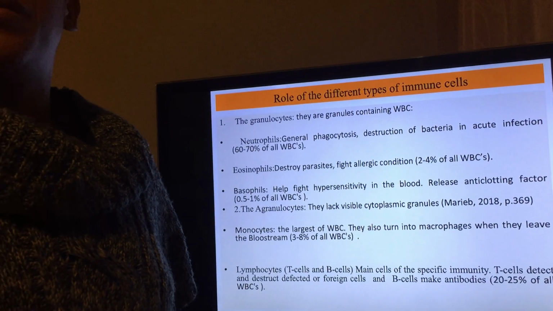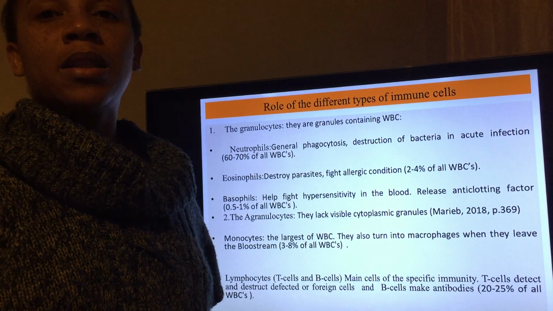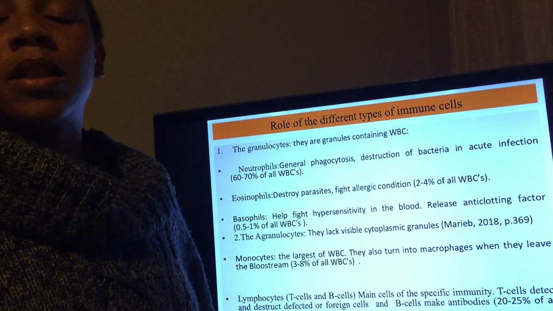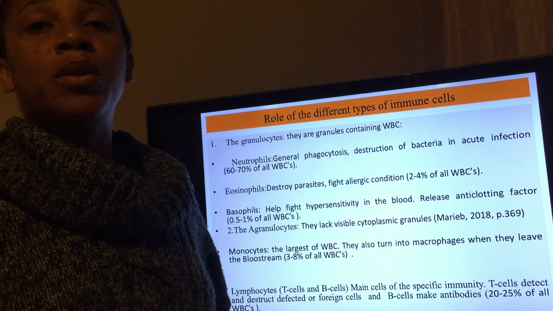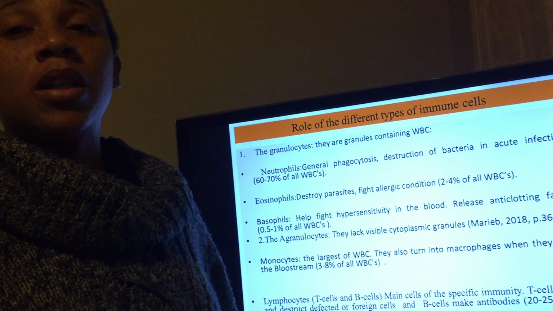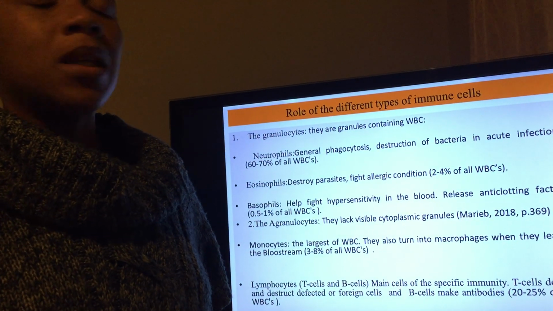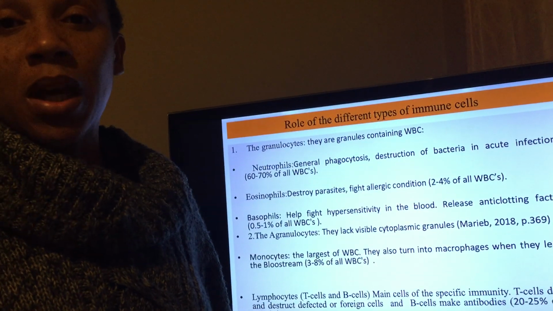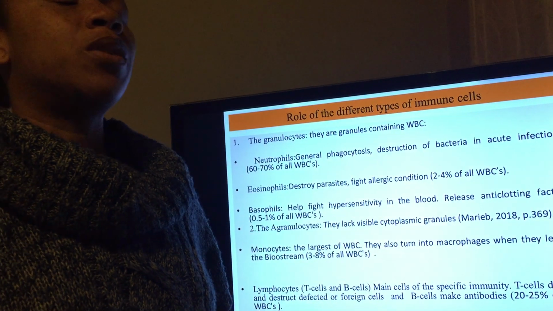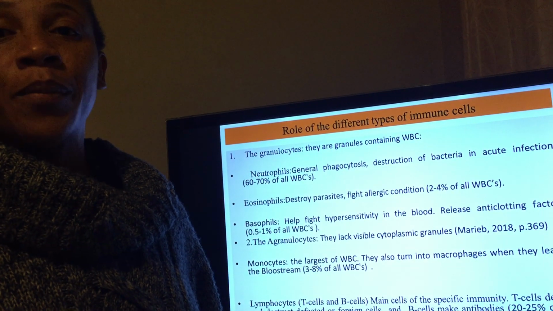We have different blood cells in the immune system. We have granulocytes, 2 main categories of granulocyte. They have granules in the cytoplasm. We have neutrophils, which are the most abundant. They are phagocytic. They destroy bacteria in acute infection. We have eosinophils, which destroy bacteria and fight allergic reaction. We have basophils. They are also involved in allergic reaction and they intensify the overall inflammatory response.